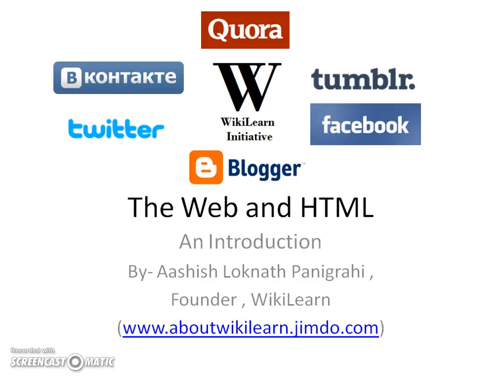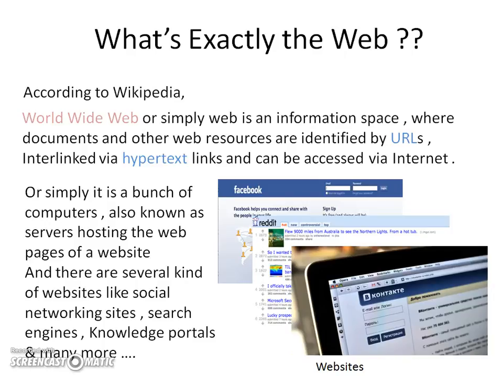So moving on to the web, what exactly is the web, which is also known as the World Wide Web? According to Wikipedia, the World Wide Web, or simply the web, is an information space where documents and other web resources are identified by URLs, interlinked via hypertext links, and can be accessed via the internet. Don't worry when I say words like URL and hypertext links. I'll be explaining them in a few minutes, and all of these things will get cleared up: what exactly a URL and a hypertext link are.